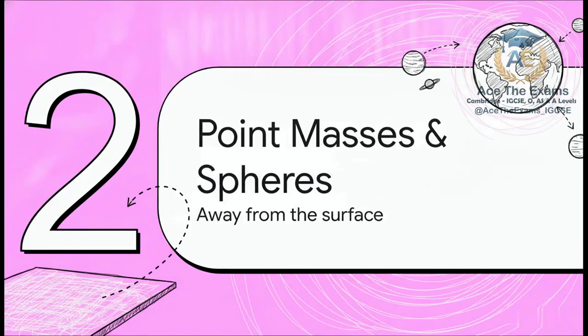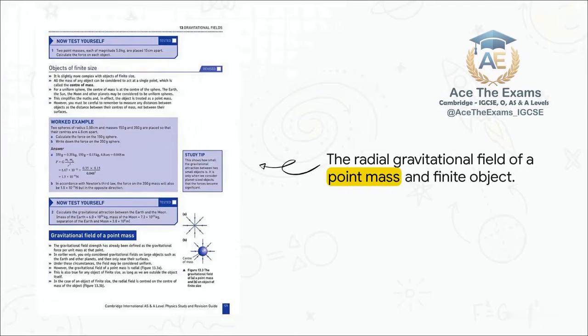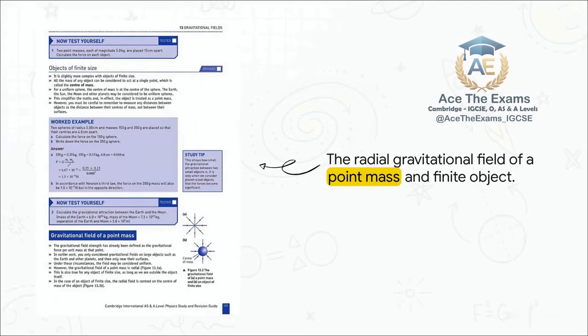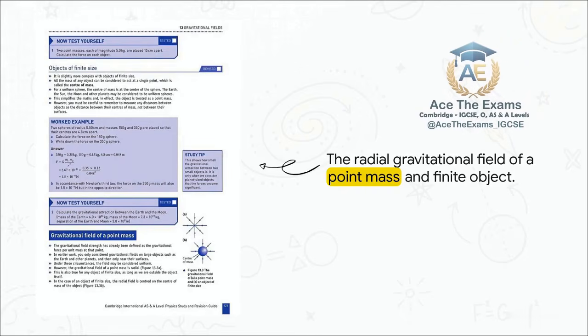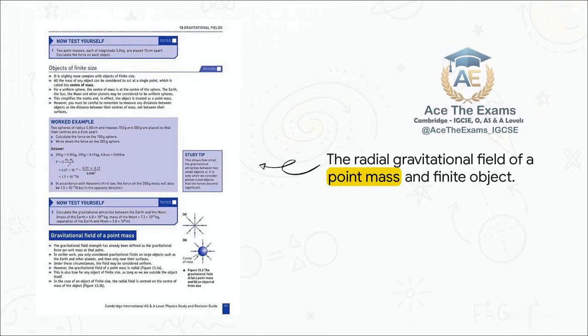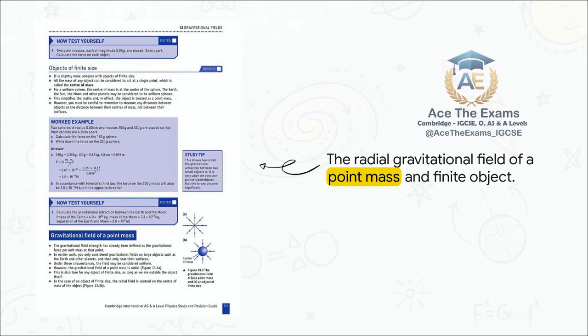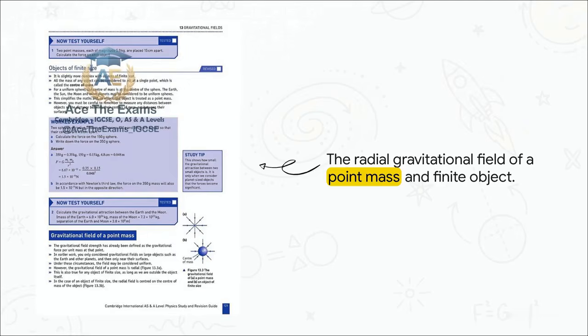Section 2. Point masses and spheres. What happens when we leave the surface? As we move slightly away from the surface of the Earth, we have to completely rethink how we calculate the attraction between finite objects. Notice the radial pattern of the field lines shown here. For a uniform sphere like a massive planet or a burning star, trying to calculate the pull from every single atom would be a mathematical nightmare.